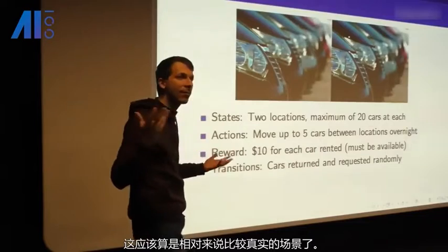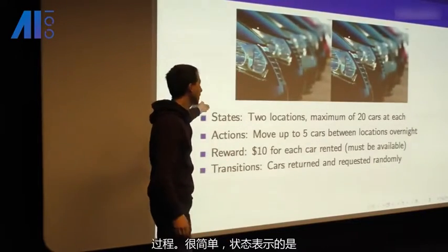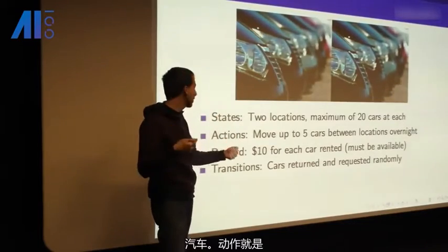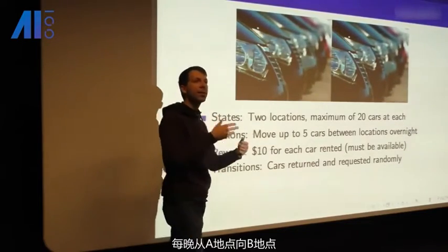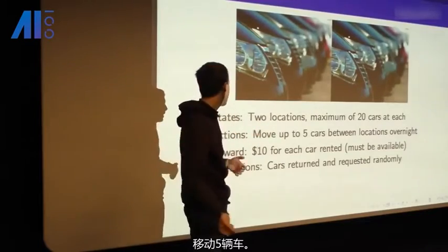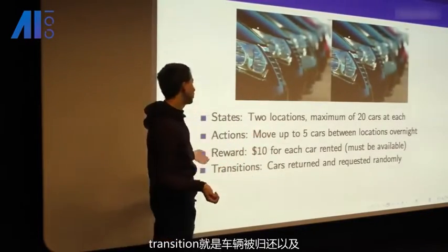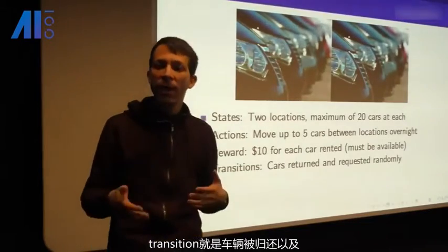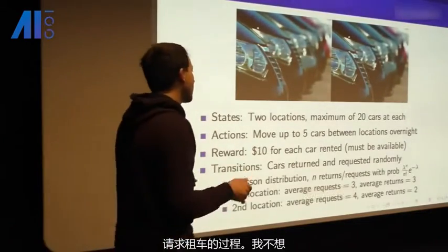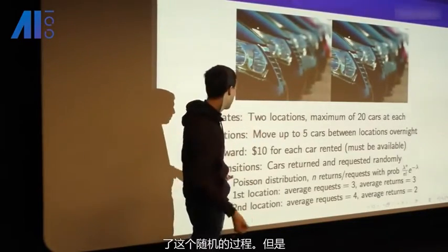So it's a relatively real-world scenario. We can formalize this as an MDP very simply by considering the states to be how many cars we have in the two locations. The actions are how many cars, from -5 to +5, we move from location A to location B every night. The reward is $10 per car that's rented. Transitions are the actual return and request process. I don't want to get into the details; there's some Poisson distribution determining this random process in the example.